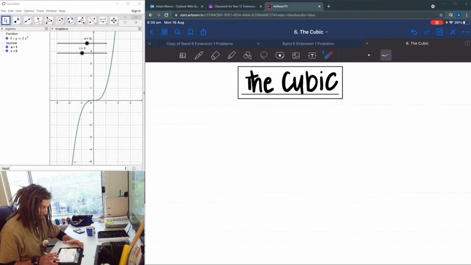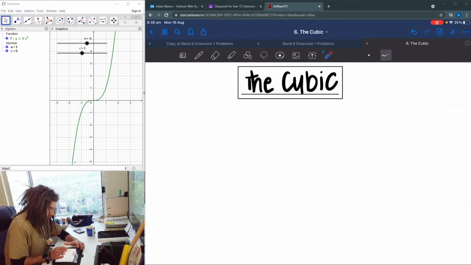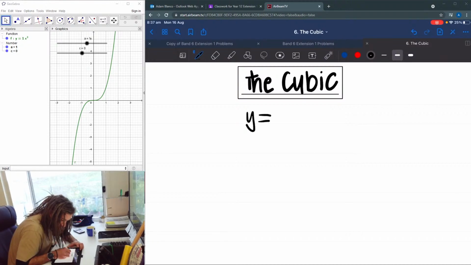So yeah, I guess that's all I have to say. So the graph. What graph are we actually looking at today? Well, today we're looking at y equals ax cubed plus c.